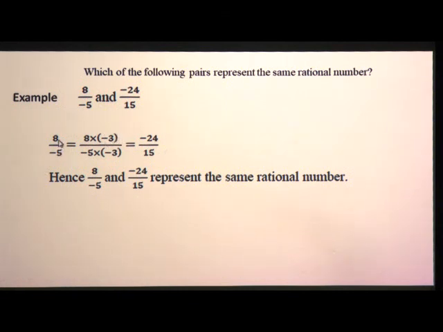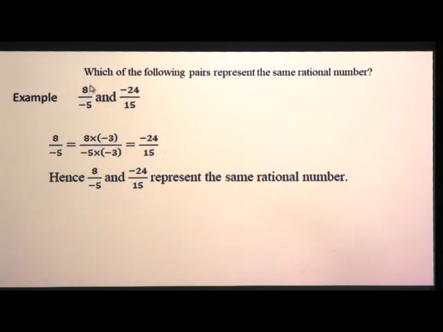So, here we will write 8 upon minus 5 is equal to 8 multiplied by minus 3 and minus 5 multiplied by minus 3. So, here what we have done? 8 3s are 24, that is minus 24. Here 5 3s are 15, but you know that minus into minus is plus. So, what we got is minus 24 upon 15.